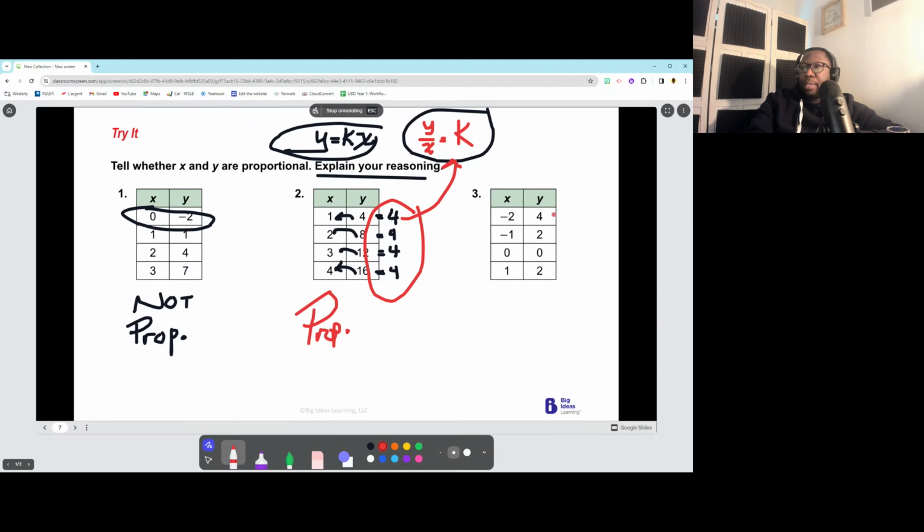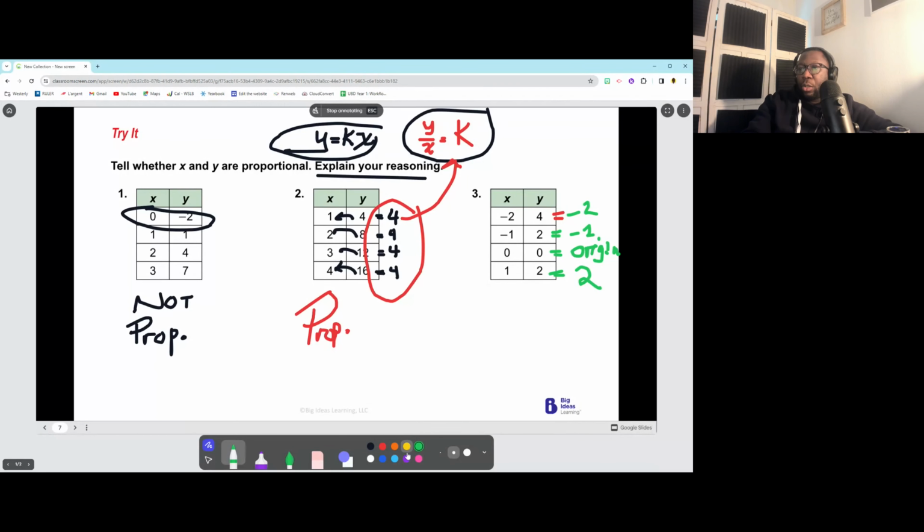What's 4 divided by -2? 4 divided by -2 is equal to -2. 2 divided by -1 is also equal to -2. This is 0, 0, which is our keyword for today, going through the origin. Because it's going through the origin, we know that it's always going to be equal to 0, 0 there, which is great. And what about the last one? 2 divided by 1 is equal to +2.